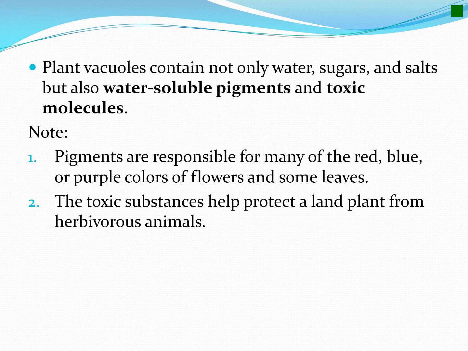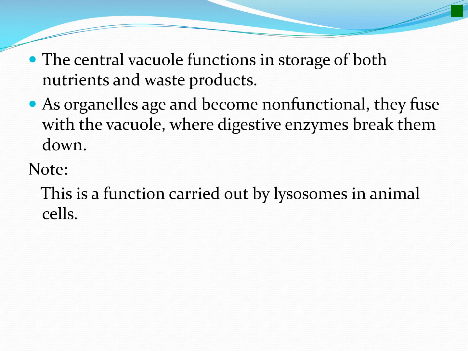The toxic substances help protect a land plant from herbivorous animals. Some plants are not eaten by land animals because of toxins they contain in their leaves, and these toxic substances will be stored too in their vacuoles. The central vacuole functions in storage of both nutrients and waste products.